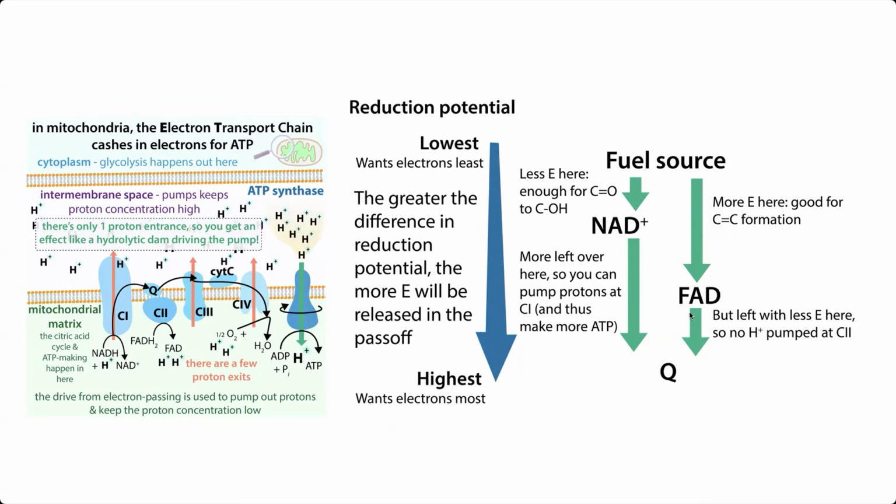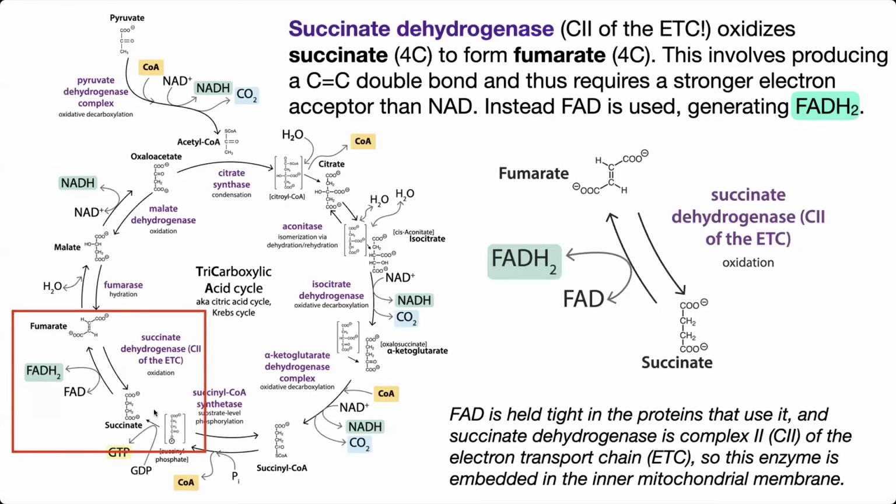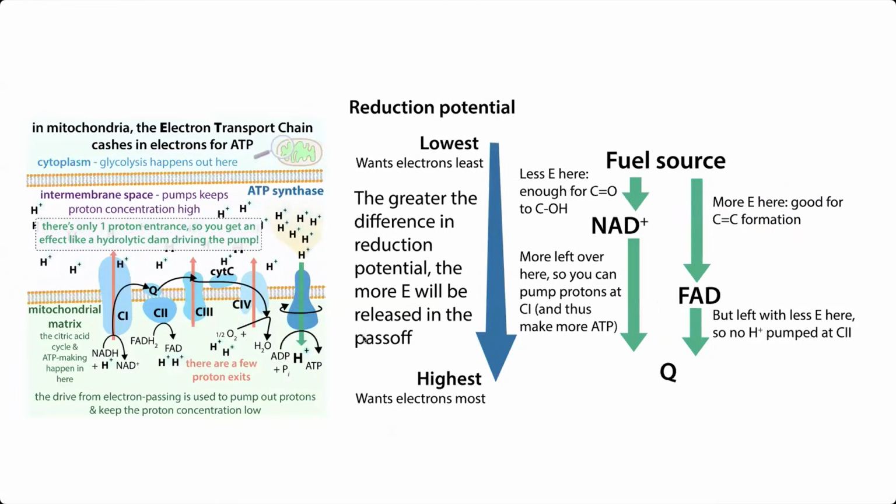But in this case, the FAD has a higher reduction potential than the NAD+, which means that if we pass electrons from a molecule, say we pass electrons from succinate onto FAD, we get more energy release than if we were to pass electrons from that succinate onto NAD+. This leaves us with less energy to pass off to Q, which is why we don't pump protons when we go through FAD, but we do pump them when we go through NADH. You have the same amount of overall difference in reduction potential between your fuel source and your Q, but in this case, we're kind of using more of the energy for this C-C bond formation.